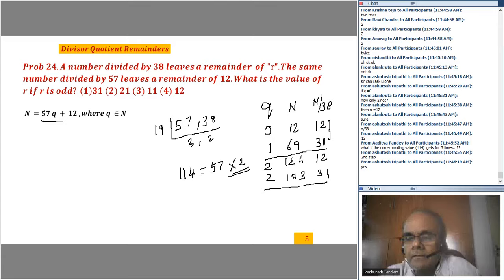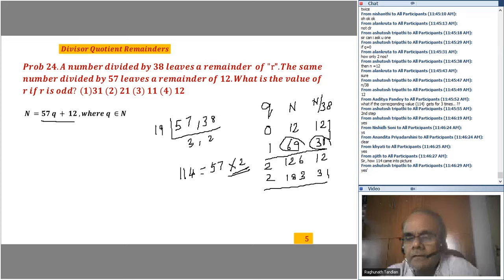No, I'm saying how only two remainders are possible, Ajit. I said why only two remainders: the LCM of 57 and 38 is 114. 114 is twice of 57. Therefore, only two values are possible. Ajit, are you clear? I'm saying why only two remainders are possible. I'll come to that.